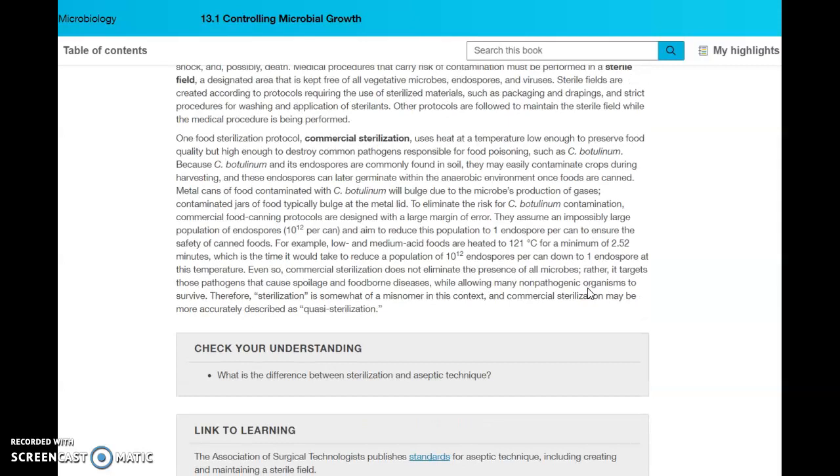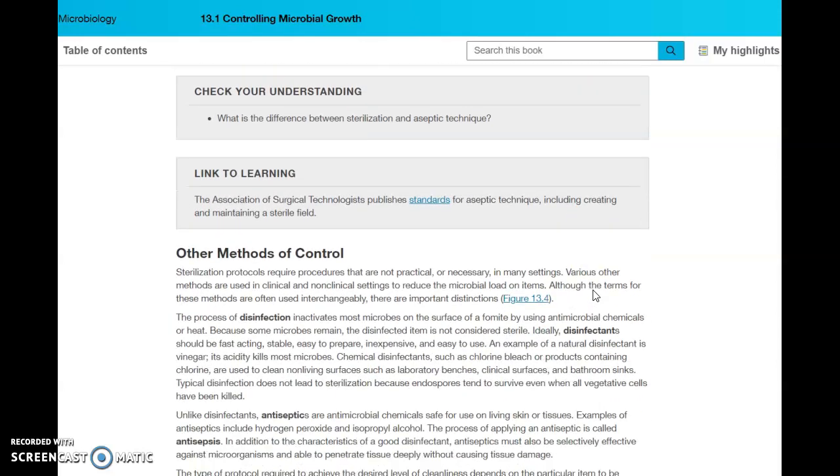We also have commercial sterilization, which is when we use temperatures. We use heat at a temperature that's low enough that it's not going to affect the quality of the food, but high enough that it can destroy the bacteria responsible for food poisoning, such as Clostridium botulinum or Clostridium perfringens. It's not really sterilization because we're not getting rid of all microbes. That's why milk still spoils if you leave it in your fridge long enough, even unopened. But it's getting rid of the pathogens that can make us sick.